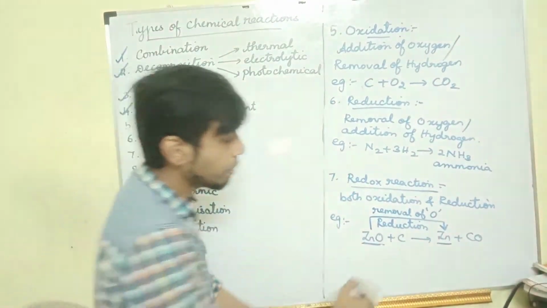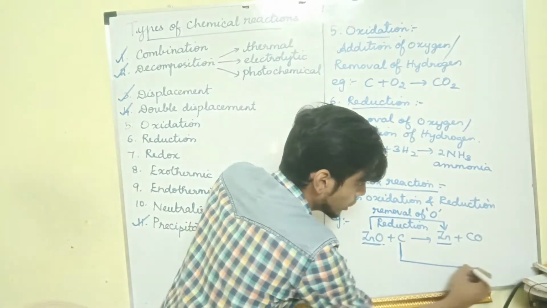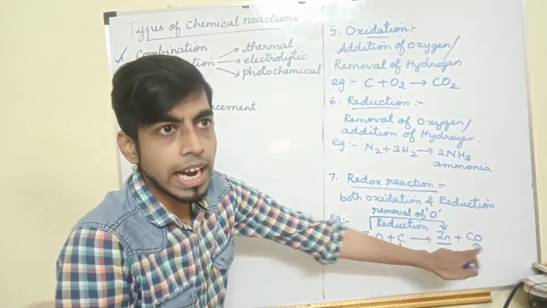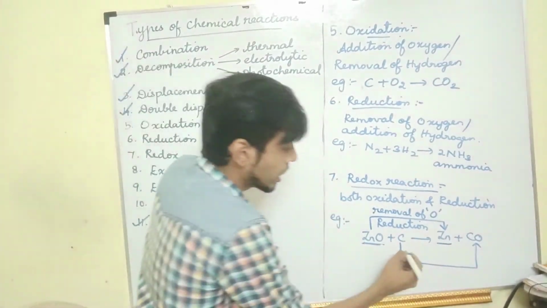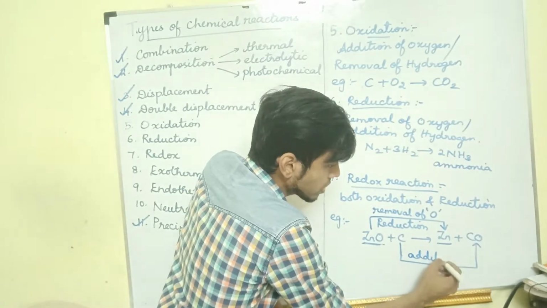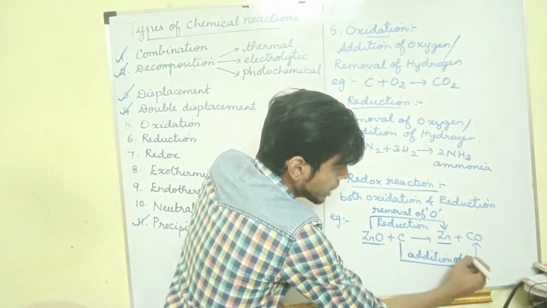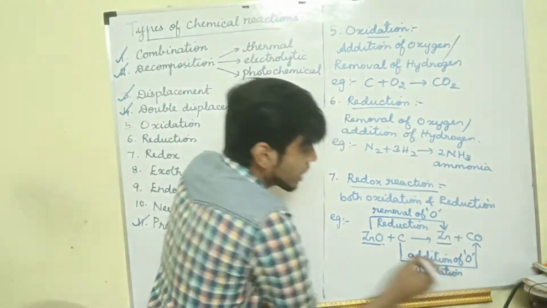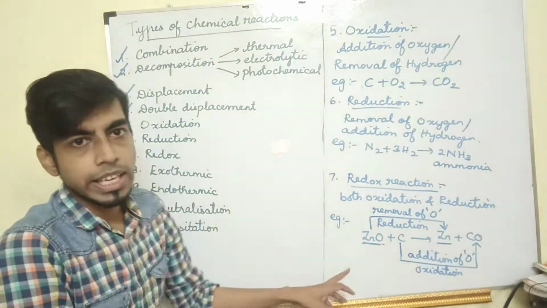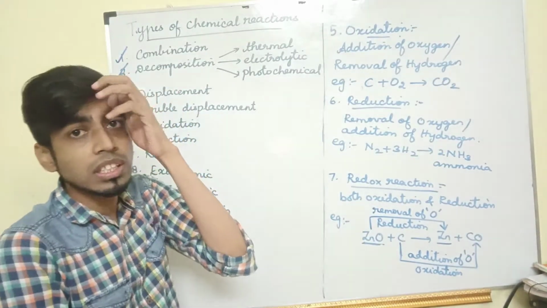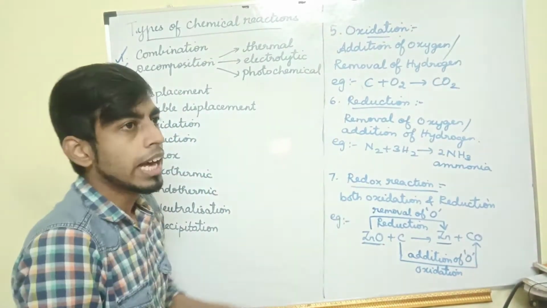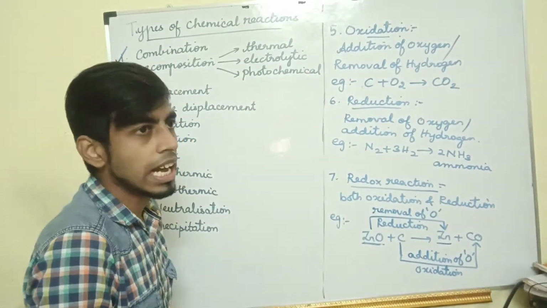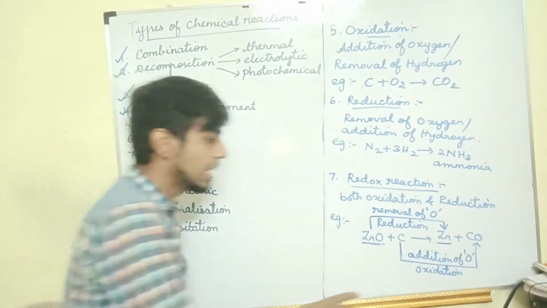So you see carbon is changing into CO, carbon monoxide. So oxygen is added to carbon. Yes or no? So here addition of oxygen is taking place. Addition of oxygen means what? It is oxidation. So reduction and oxidation both are taking place in the same equation. So this equation is an example for redox reaction. Redox reaction means both oxidation and reduction take place in the reaction.